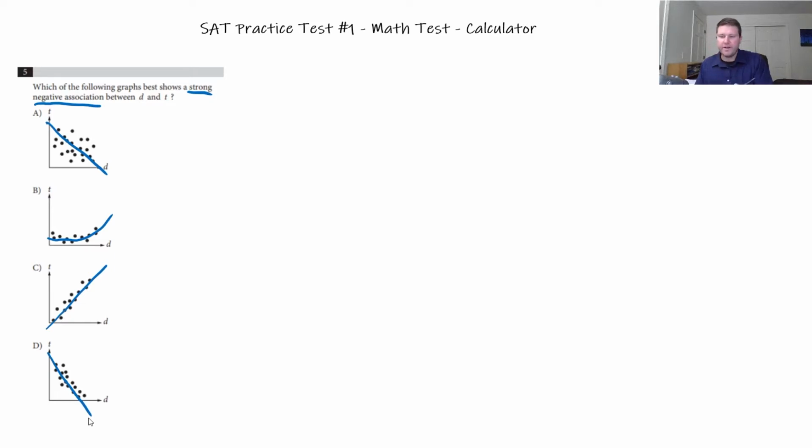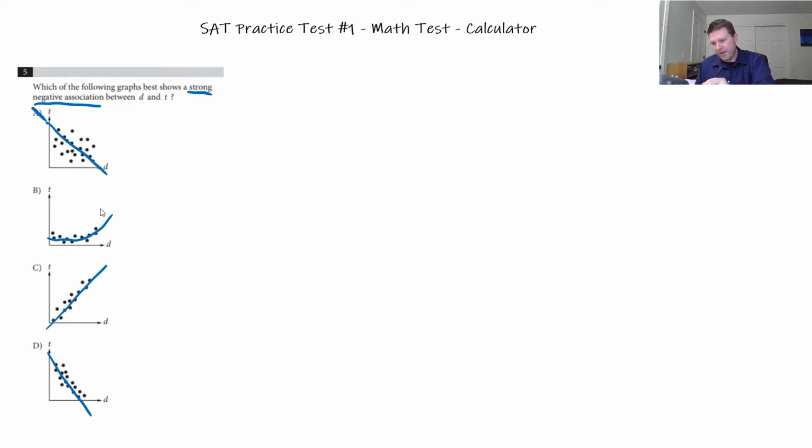A strong negative correlation just means that the data points are all clustered really closely together, and there has to be a negative slope of the line of best fit, right? So if you look at this, it is a negative association because the line of best fit has a negative slope, but it's not strong because the data points are kind of spread out, so definitely not A.